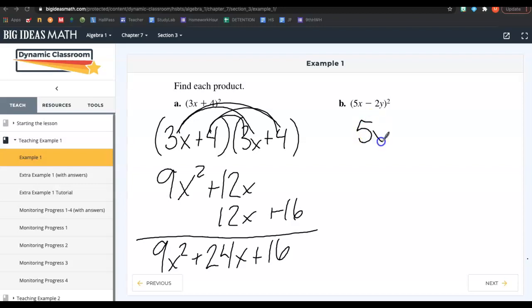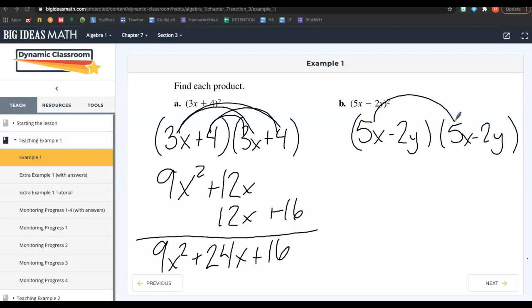So then this one, what would it be? 5x minus 2y times 5x minus 2y. Nice. So I would get 25x to the second. Yeah, negative 10. So it's 5x times negative 2y, so it would be negative 10y.